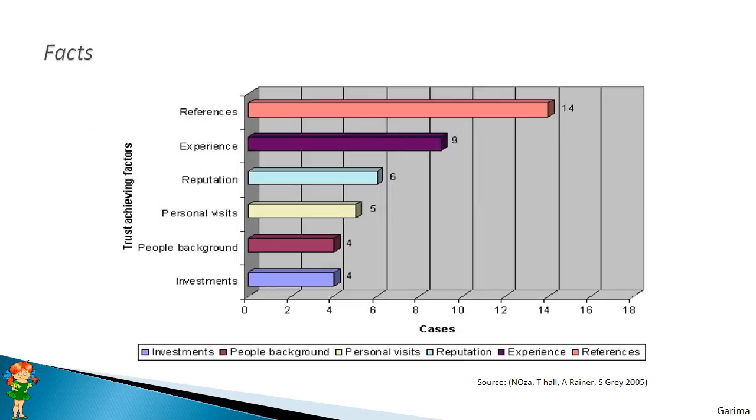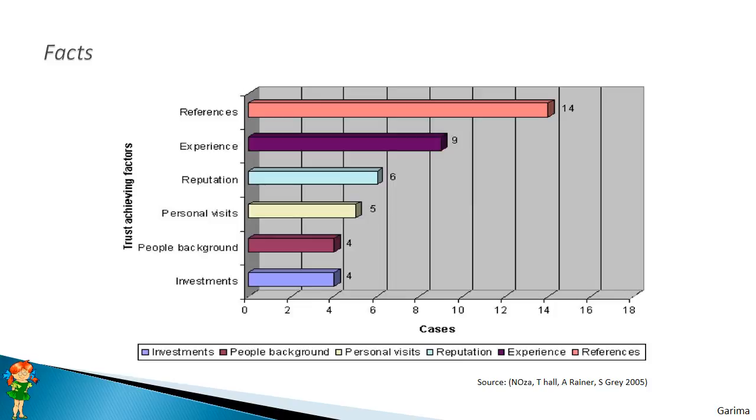Here, as you can see in the graph, we have mentioned a lot of trust achieving factors. There are two types of trust factors. One are those which are defined in the initial stage and the other are the maintaining factors. The trust achieving factors are investments, people background, personal visits, reputation, experience and references.